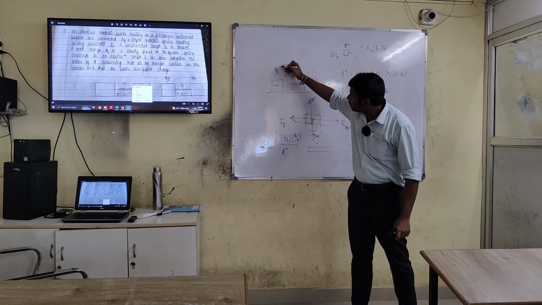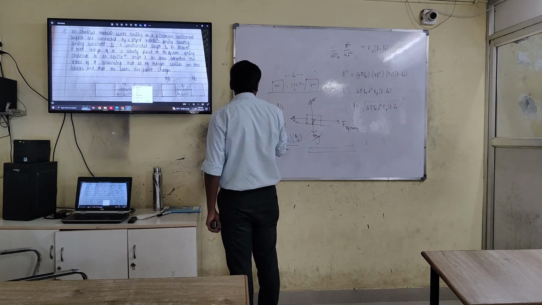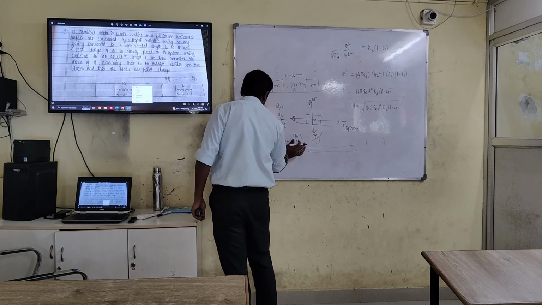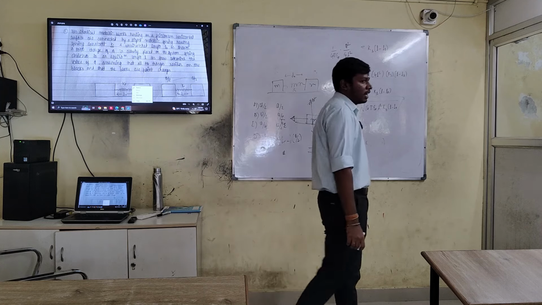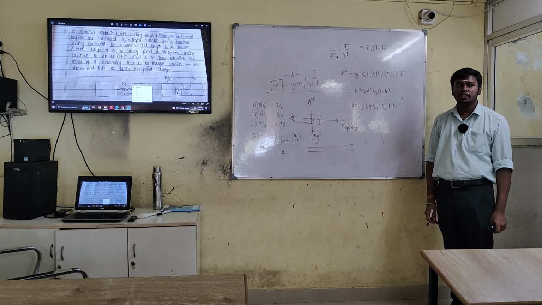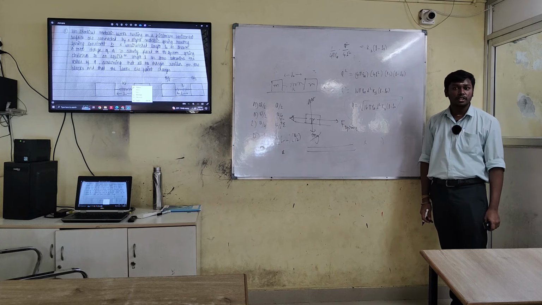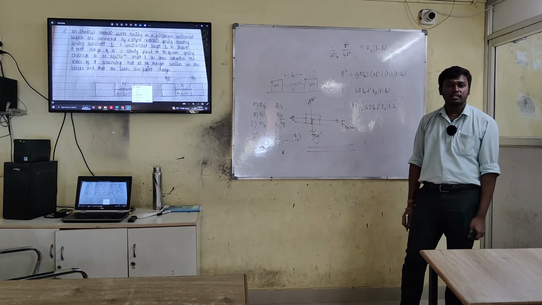I will give options. Option A, Q by 2. Option B, Q by 2, Q by 4. Option C, Q by 4, Q by 2. Option D, Q by 4, Q by 4. Who says option A? Raise your hands. Option B.